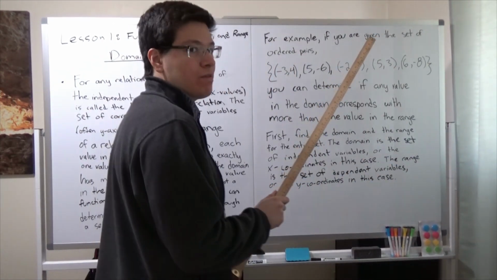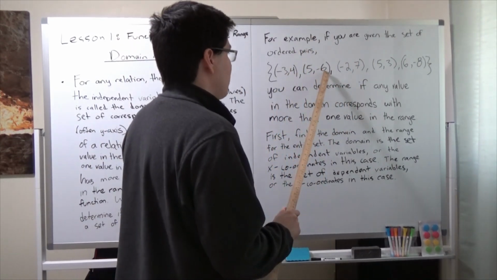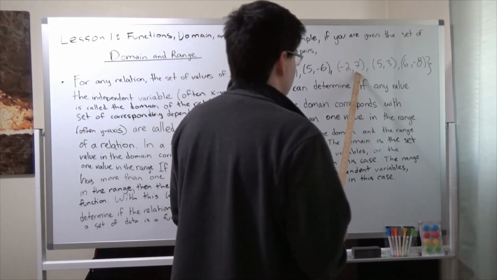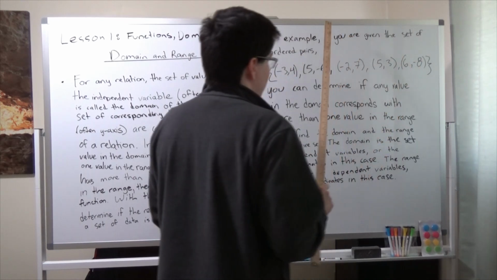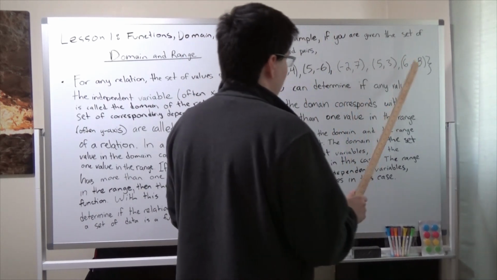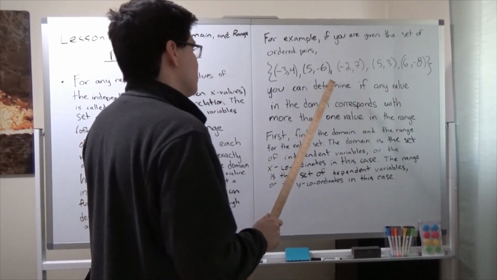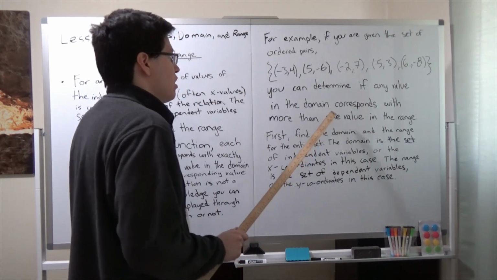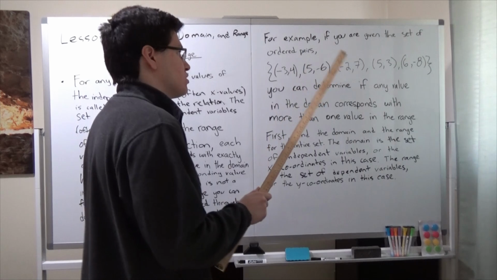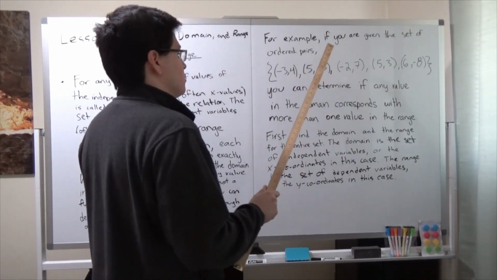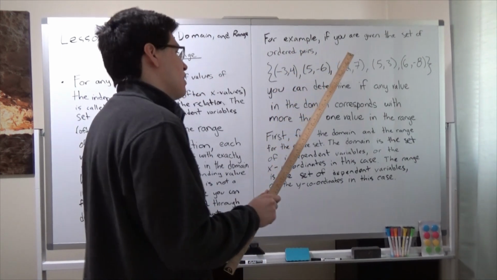For example, if you are given the set of ordered pairs (-3, 4), (5, -6), (-2, 7), (5, 3), (6, -8), you can determine if any value in the domain corresponds with more than one value in the range, in order to determine if it is a function or not. So you're going to check if any value in the domain has more than one corresponding value in the range.